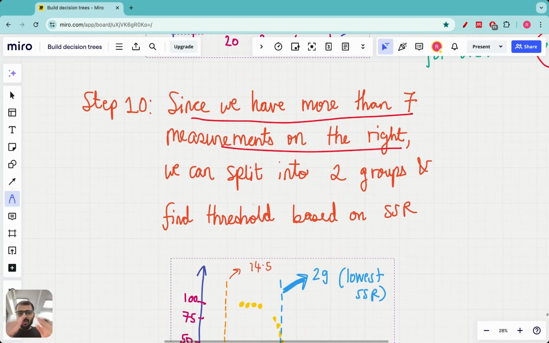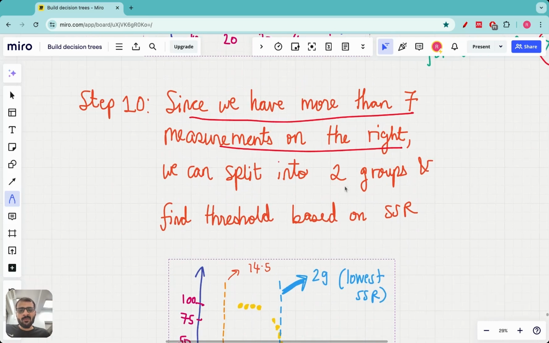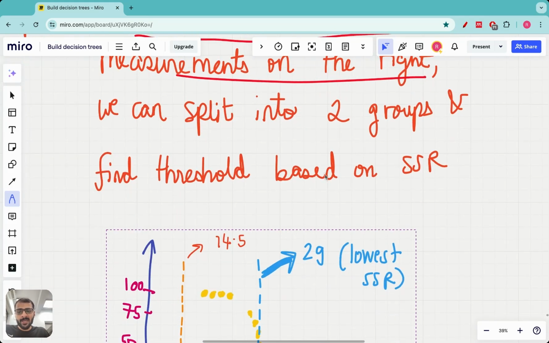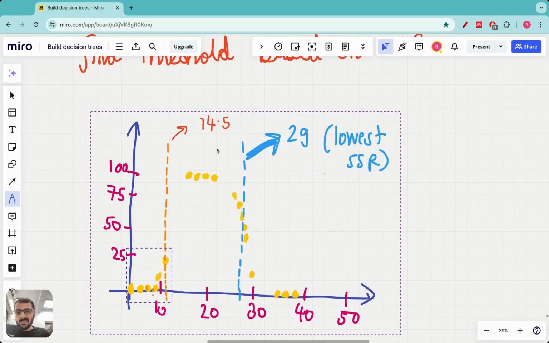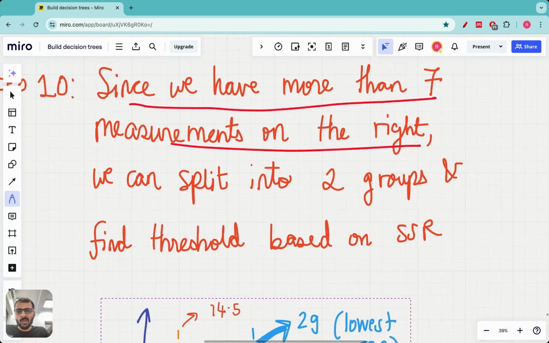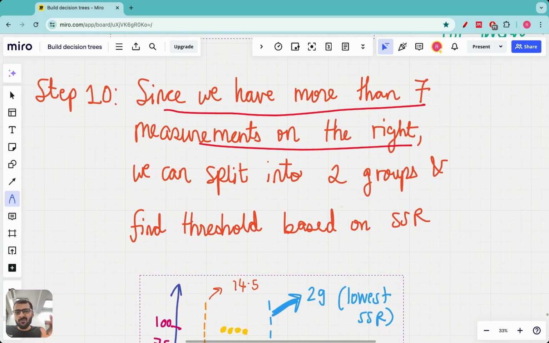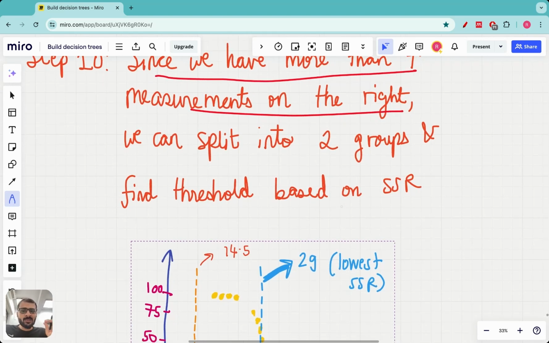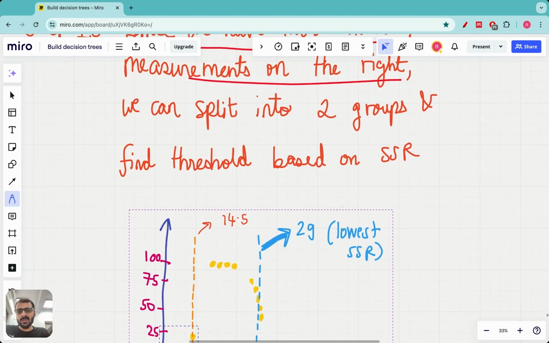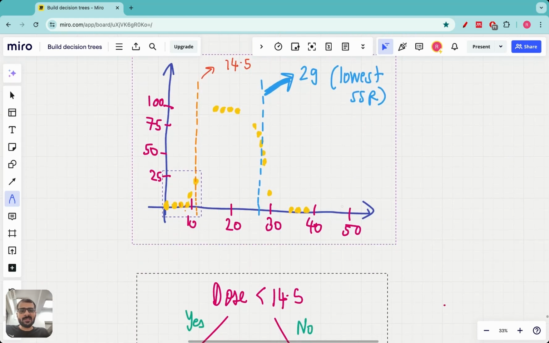Since we are going to split it into two groups again, we have to find the best threshold, right? Where should the threshold be? Should it be at 15, 16, 17, 29, 30, 40, 50? Where should it be? There are so many points on the right hand side. So we will find the sum of the squared residuals for each of these points on the right hand side, and then we will choose that dosing threshold which has the lowest sum of the squared residuals, or SSR.